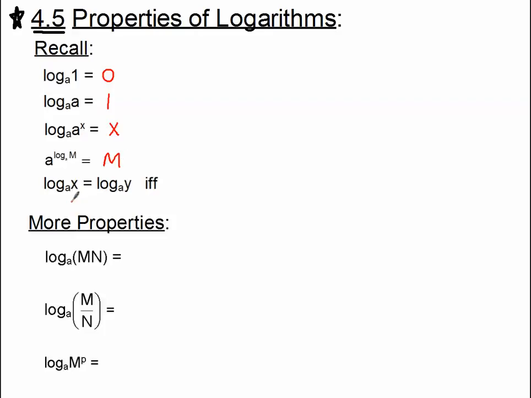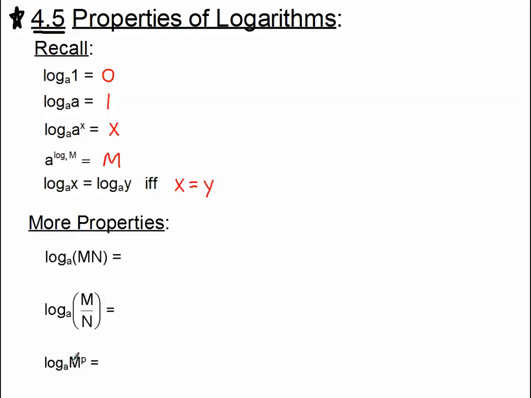And then our equality of logs property, log base A of x equals log base A of y if and only if x and y are equal. So those are our 5 basic ones, and we've already seen those. What we're going to look at and use today are 3 more. The log of a product, the log of a quotient, and the log of something raised to a power where the base is not the same.